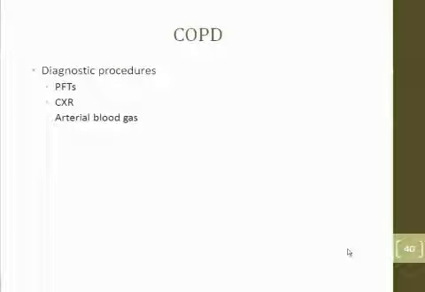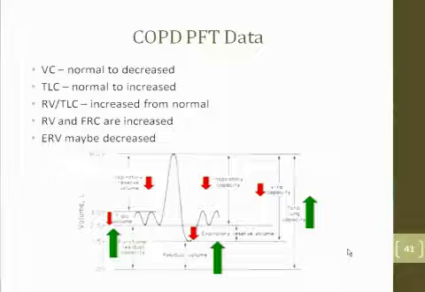COPD should be diagnosed with PFTs, chest X-ray, and arterial blood gases. Your PFT data shows a normal to decreased vital capacity, so that's really not where the problem is. Your total lung capacity is actually increased a lot of times. Your residual volume is the biggest culprit of the problem, is increased from normal. Your FRC is also increased, and your expiratory reserve volume may actually be decreased in these individuals. Okay, so the payoff is actually in the residual volume.